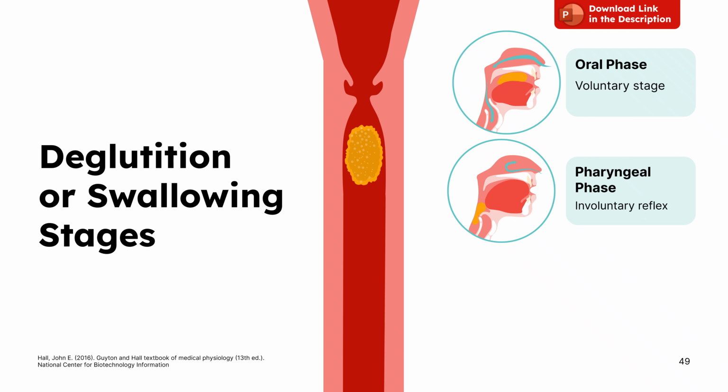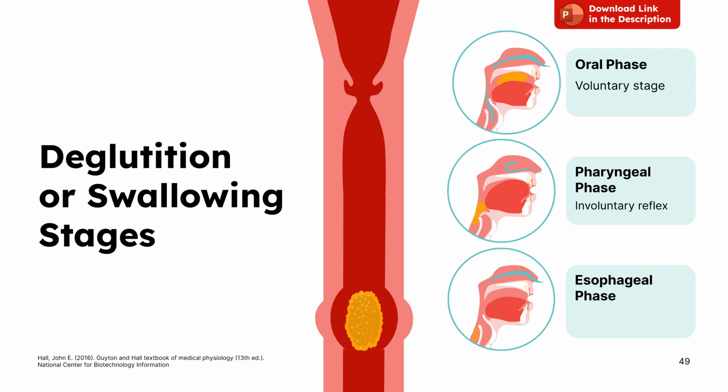In this stage, the bolus moves through the pharynx into the esophagus, with the soft palate rising to block the nasal passages, and the epiglottis covering the airway to prevent food from entering the trachea. Finally, the esophageal phase also occurs involuntarily, as peristaltic contractions push the bolus down the esophagus toward the stomach, where the lower esophageal sphincter relaxes to let it enter. Together, these stages ensure food moves efficiently and safely from the mouth to the stomach.